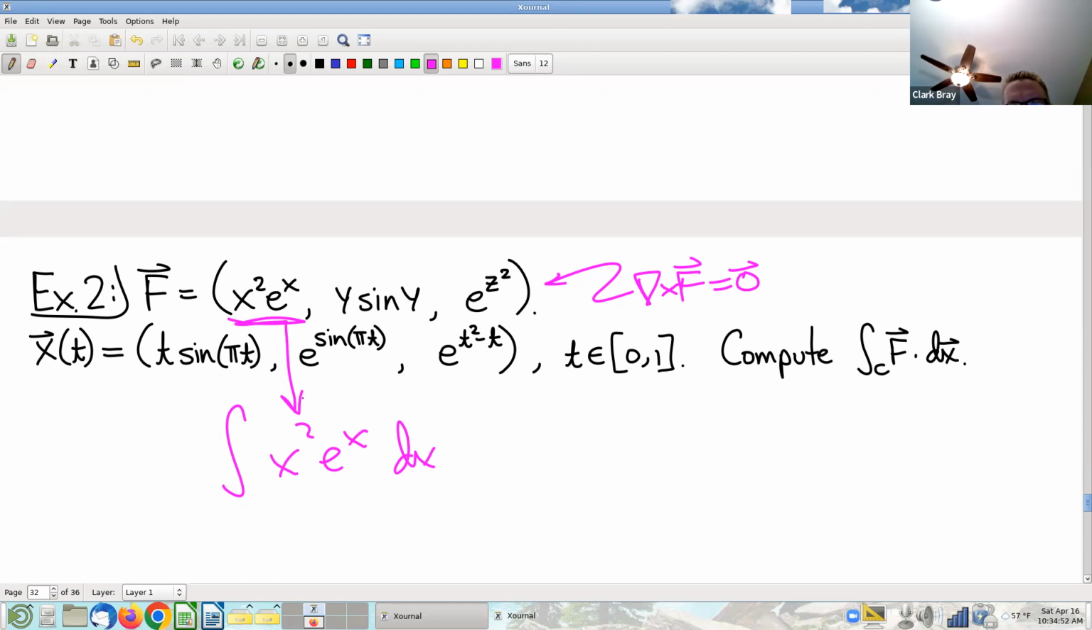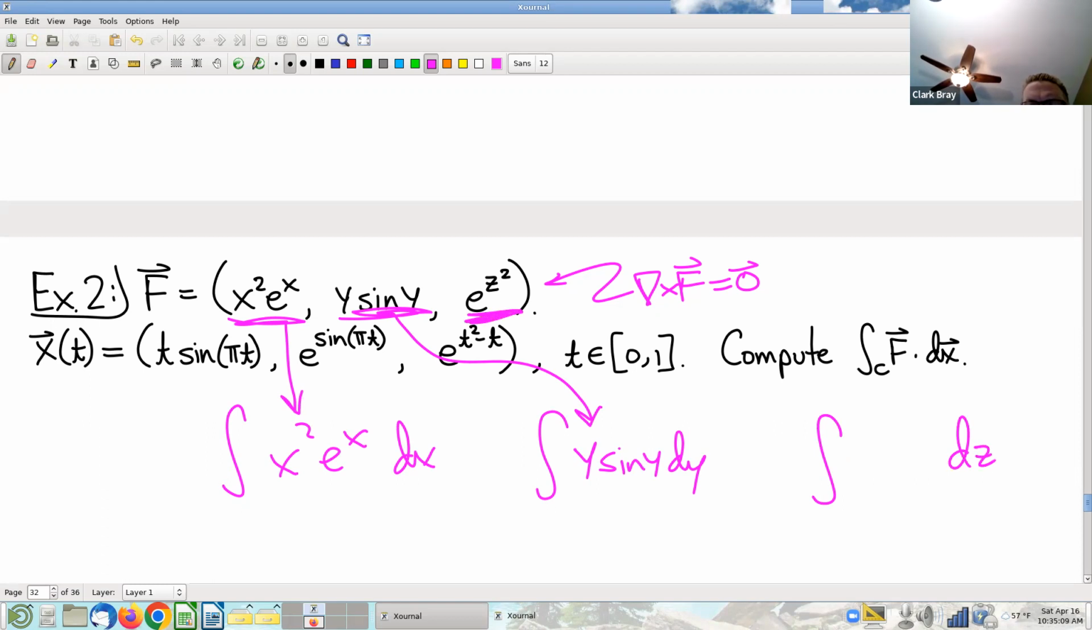That's integrating by parts twice. And then I'd have to take the y anti-partial of y sine y. Worse things have happened. I guess I could do that. But then even worse, I'm going to have to take the z anti-partial of e to the z squared. And whoops, missed.